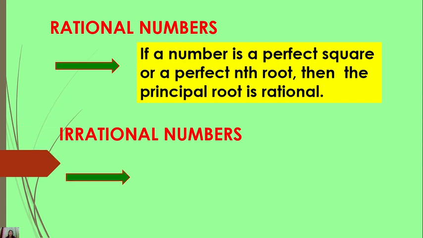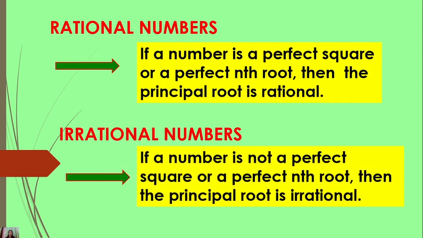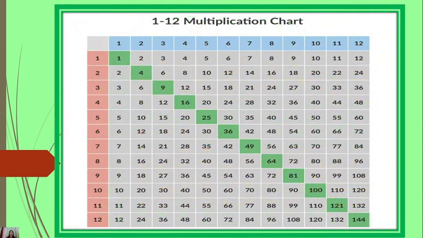When we say irrational, if a number is not a perfect square or a perfect nth root, when we say nth root, the index can be 3, 4, 5, and so on. Then, the principal root is irrational. Okay, are you familiar with the multiplication table?